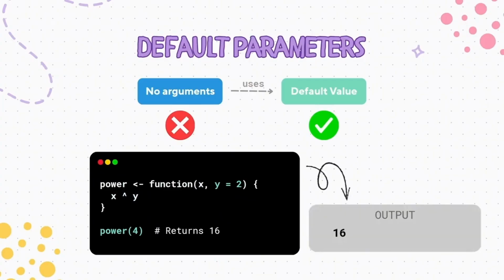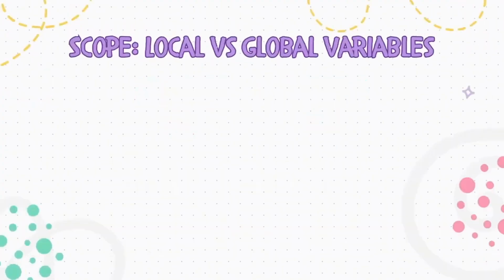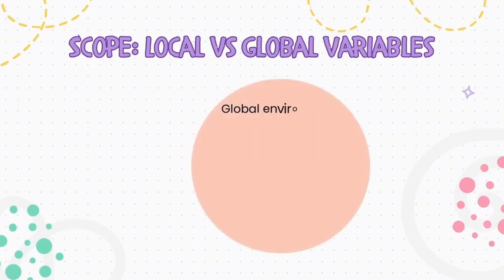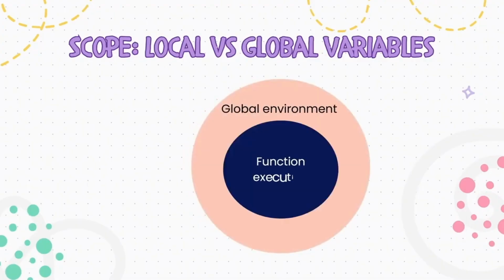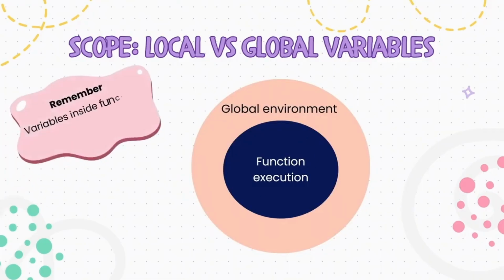So we'll test this out as well, but before we test that out, we want you to know about scope as well. So what is scope? The scope of a variable defines the part of code where the variable can be accessed or modified. So there is the global environment and there is the function execution environment inside of R. The variables that are inside of the functions are not accessible outside. That is, they are not accessible in the global environment, and we'll be looking at that through a bit of code. First, we'll look at default parameters, and then we'll be taking a step toward understanding scope of variables.